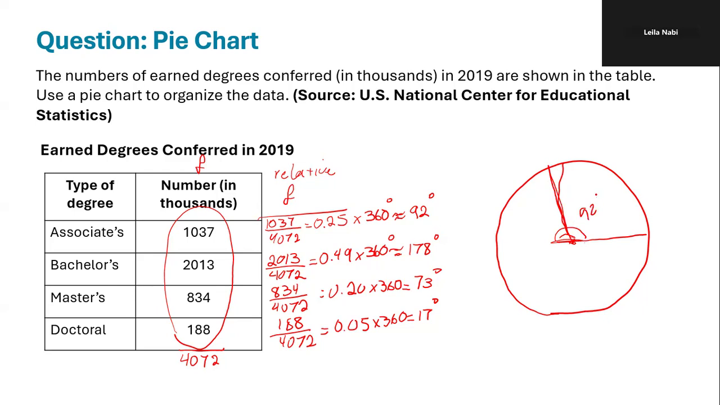So 92 degrees. Then we put the protractor on this new line. We choose the next angle, which is 178 degrees. Then we put the protractor on this new line, like this. We choose the next angle, which is 73 degrees, and the remaining must be 17 degrees. Now I have a pie chart for this table.